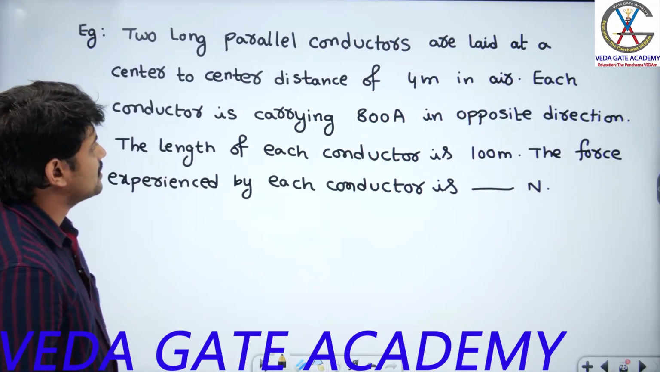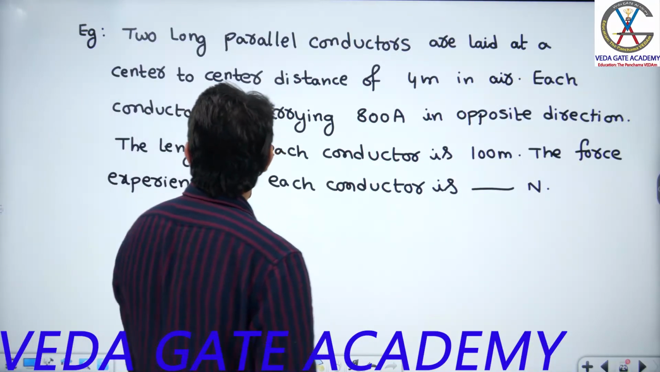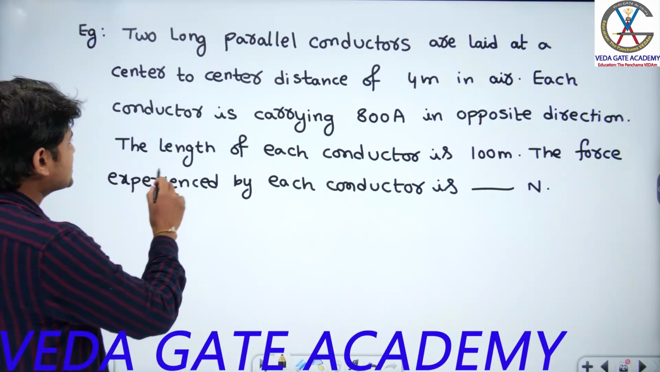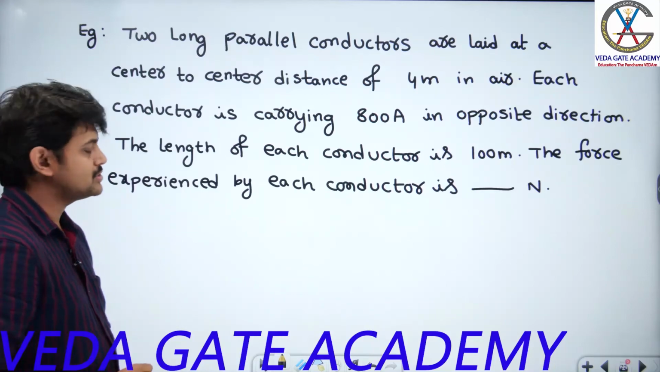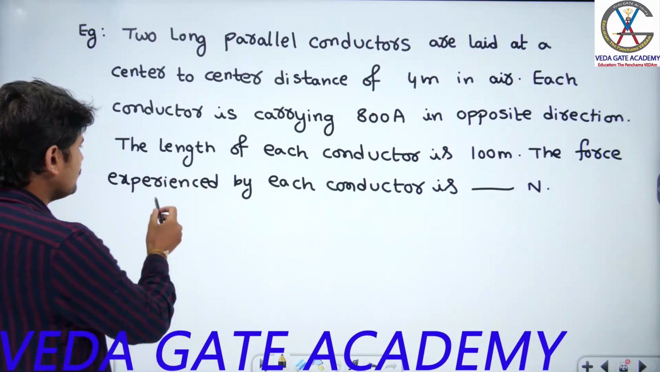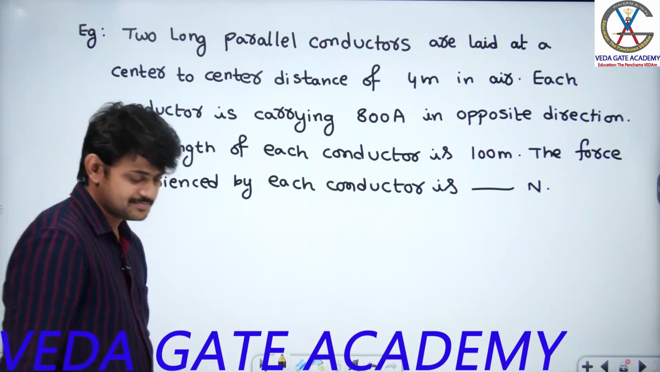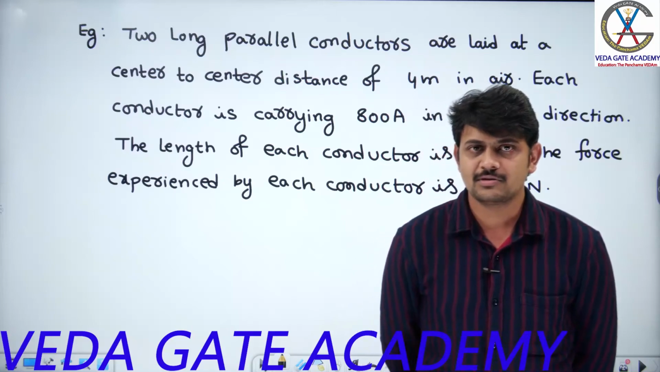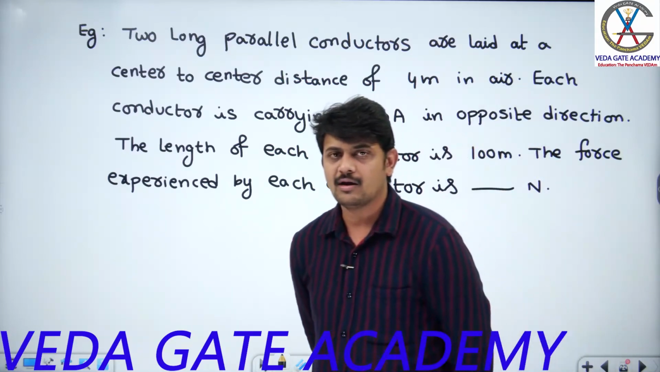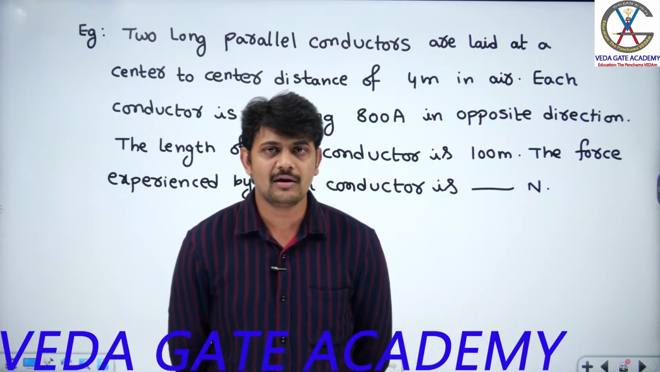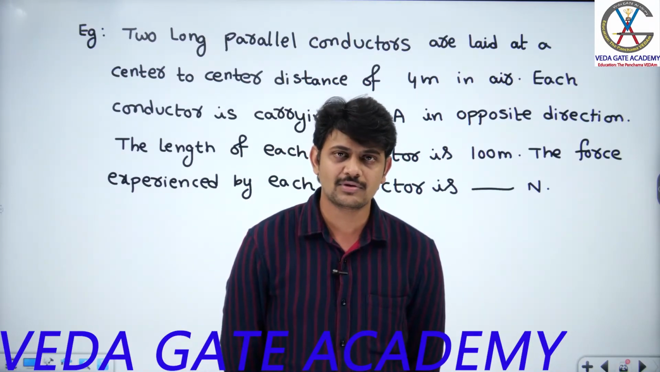Two long parallel conductors are laid at a center to center distance of 4 meters in air. Each conductor is carrying 800 amperes in opposite direction. The length of each conductor is 100 meters. Determine the force experienced by each conductor. We have already seen the force experienced by conductors. Whenever two conductors are placed parallel to each other and carry current in opposite direction, then there is a force of repulsion.